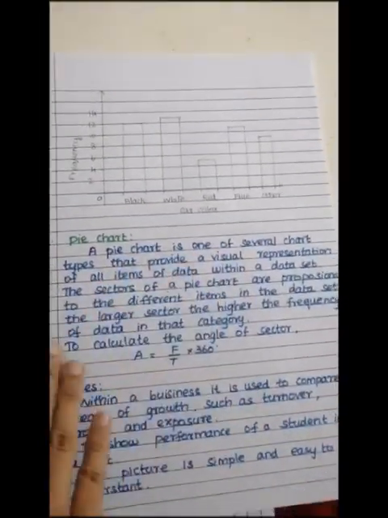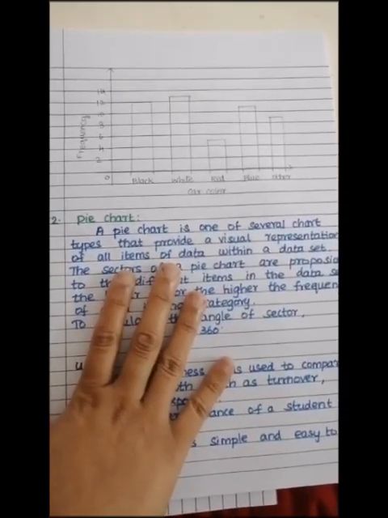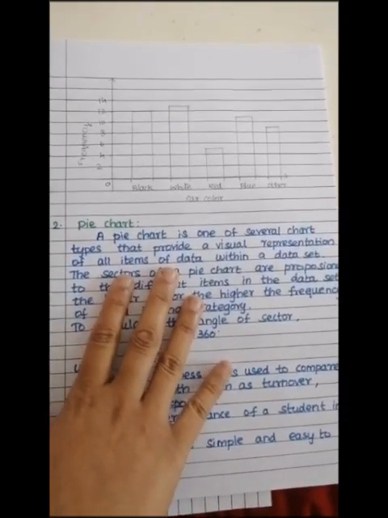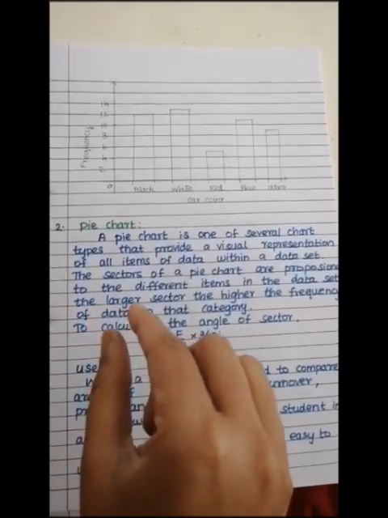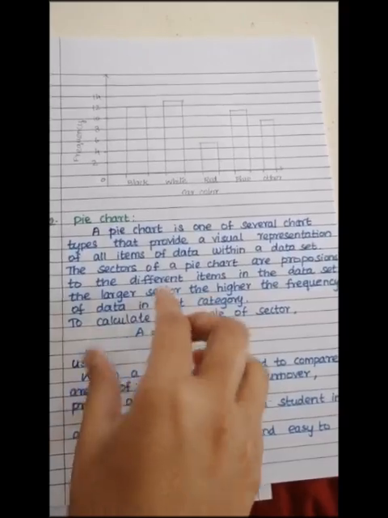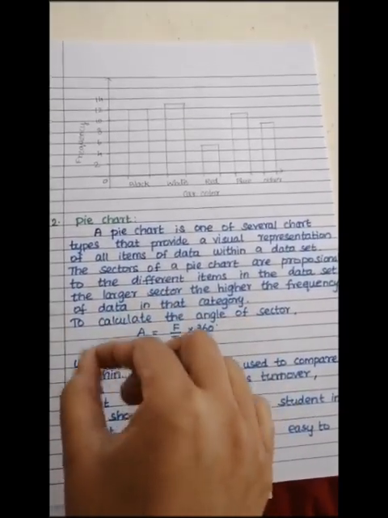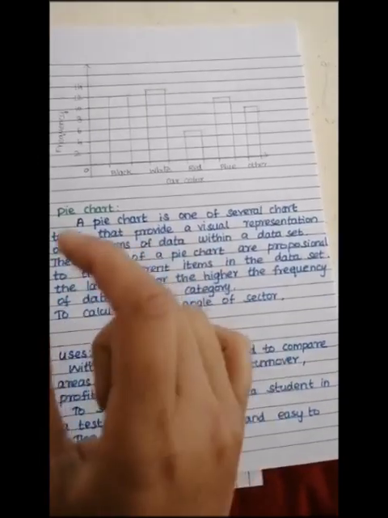I think you have clear on bar charts. We can move to the pie chart. A pie chart is a circular graph used to show how a whole is divided into parts. Each slice represents a category and the size of the slice shows its proportion of the total.